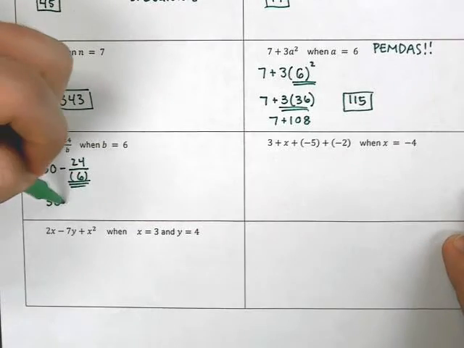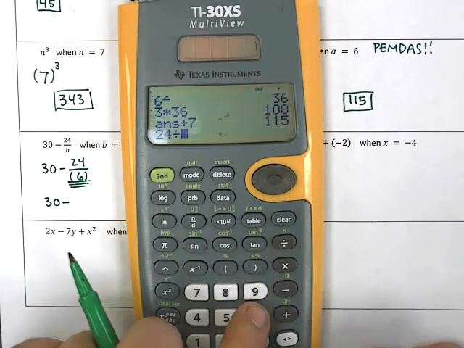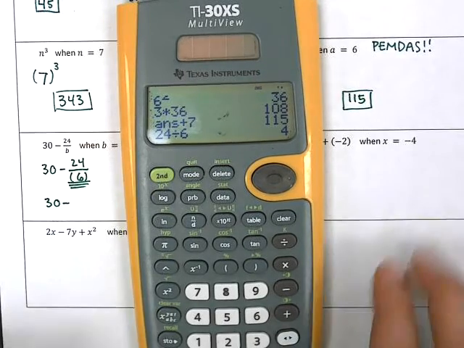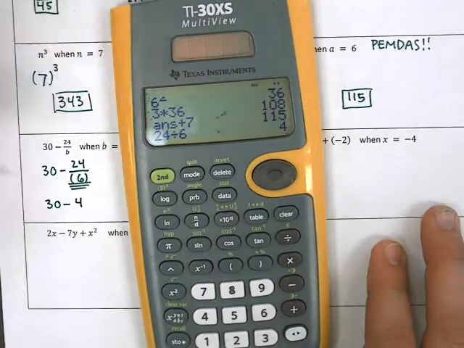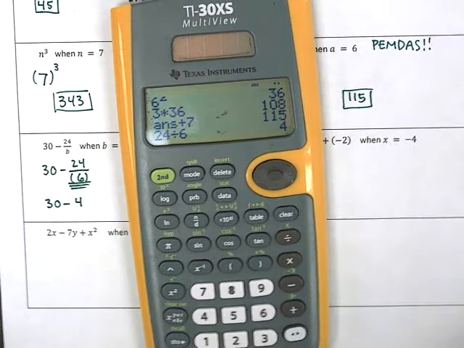30 minus, and when I go to the calculator, notice that even though I'm a math teacher, I'm still kind of using the calculator just because I want to make sure I'm right. Guys, use the calculator. It's there for you to use. Please. I don't want silly mistakes on our final.